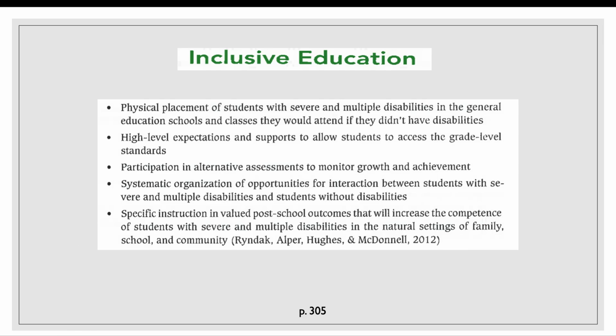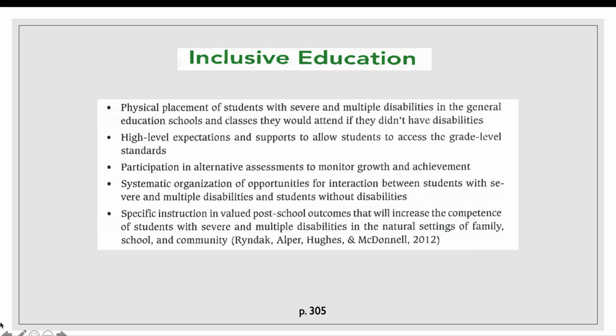Inclusive education also involves high level expectations and supports that allow these students to access the grade level standards that their peers in that grade level are having access to. They should be able to participate in the alternative assessments to monitor their growth and achievement. I would document on a weekly basis their growth, what they did last week compared to what they're doing this week, and keep up with their growth and their achievement accomplishments.